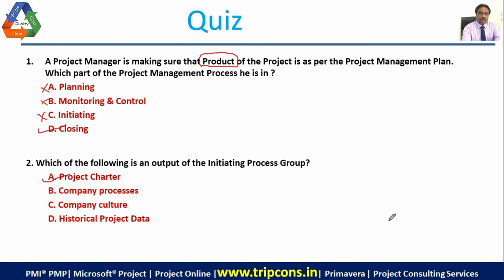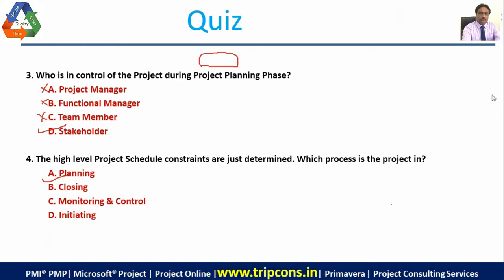Now we go to the next screen. Who is in control of the project during the project planning phase? Project manager. Just keep in mind the project manager is the owner of the project and he is always in control. So you got it right.